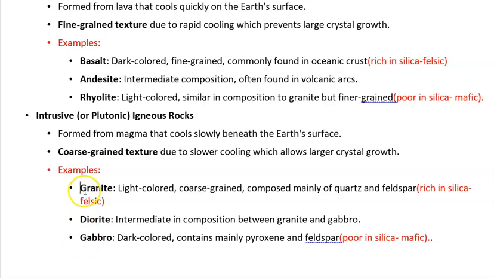So granite, as I told in the case of basalt and rhyolite, if you compare the silica, granite will be rich in silica, gabbro will be poor in silica. Rich in silica is called felsic, gabbro poor in silica is called mafic. Then in between is diorite, which will have silica content between granite and gabbro. So these are the characteristics and types of igneous rocks.